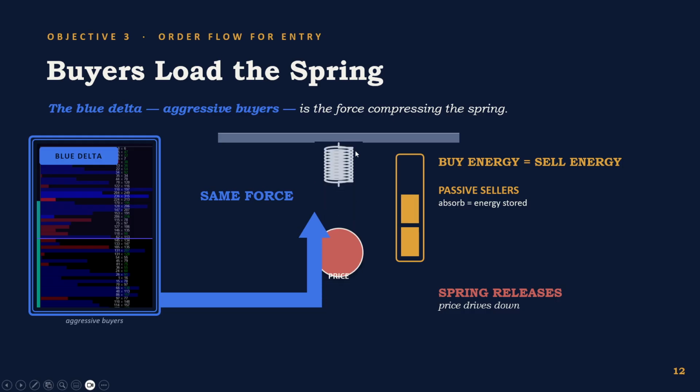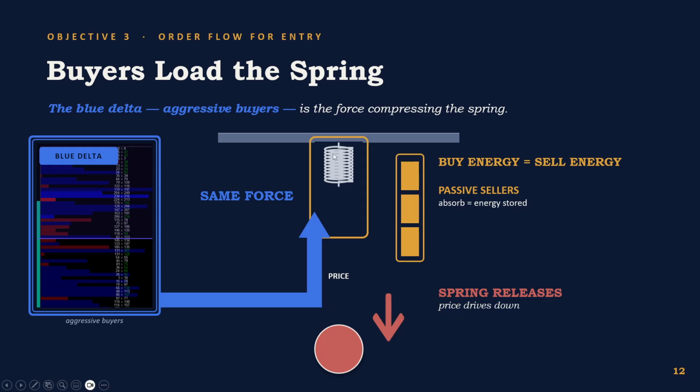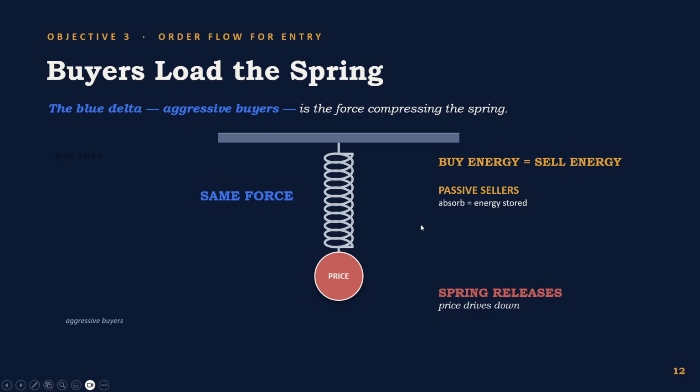And so why did price move down? It's simply because the spring was absorbing all the aggressive buyers, and that's why price moved down. So when the spring compresses back to its original length, this is the equivalent of the passive sellers stepping in. They're absorbing the aggressive buyers, and that's why price moves down. This is the analogy I want you to buy into. It's not a difficult analogy when you wrap your head around it.